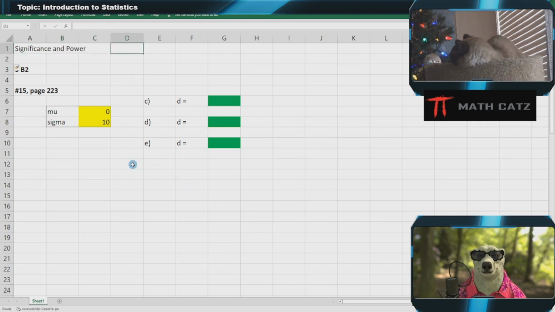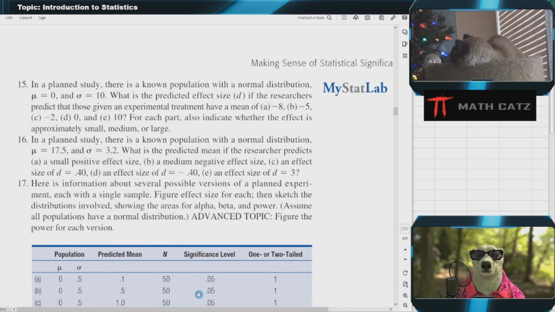So just make sure that you have a good idea before coming into this of the normal distribution and the basic ideas of hypothesis testing and converting a raw score to a z-score, things like that. So let's have a look at number 15, where we'll do a couple of these, C, D, and E.